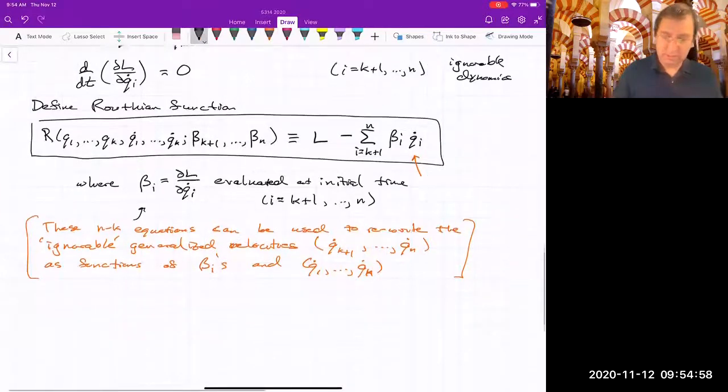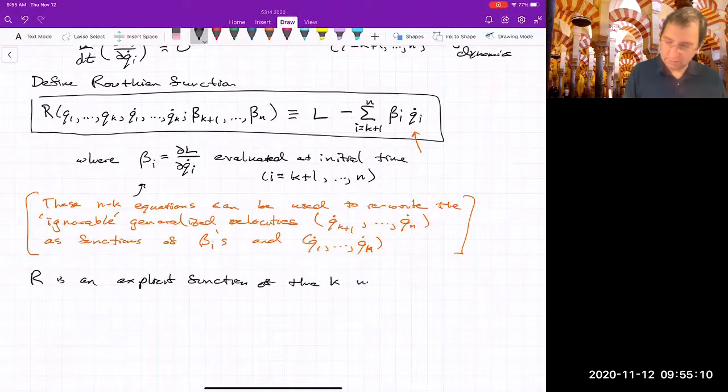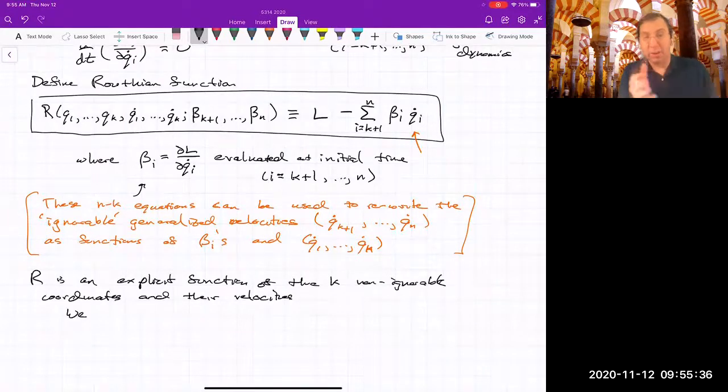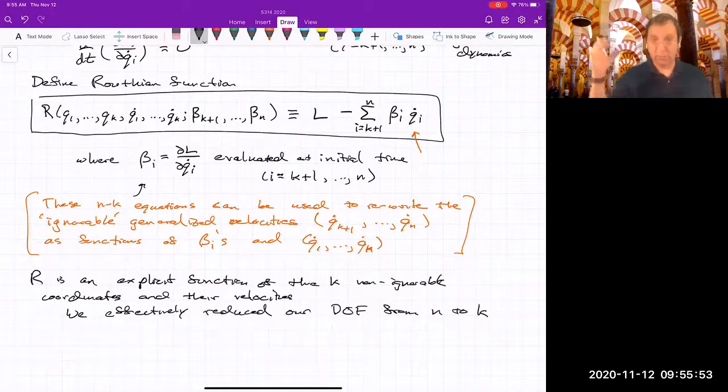So that means that R, the function R, is an explicit function of the k non-ignorable coordinates and their velocities. And these betas. So we've effectively reduced our degrees of freedom from n to k. And so we're going to treat R like it's a Lagrangian, where we've effectively reduced our degrees of freedom from n to k. So the more ignorable coordinates you have, the greater the kind of reduction in the phase space.